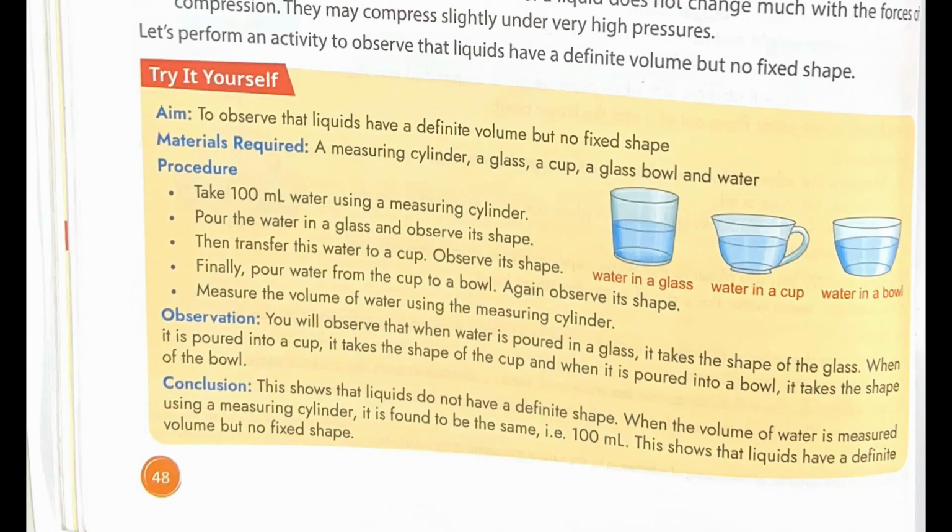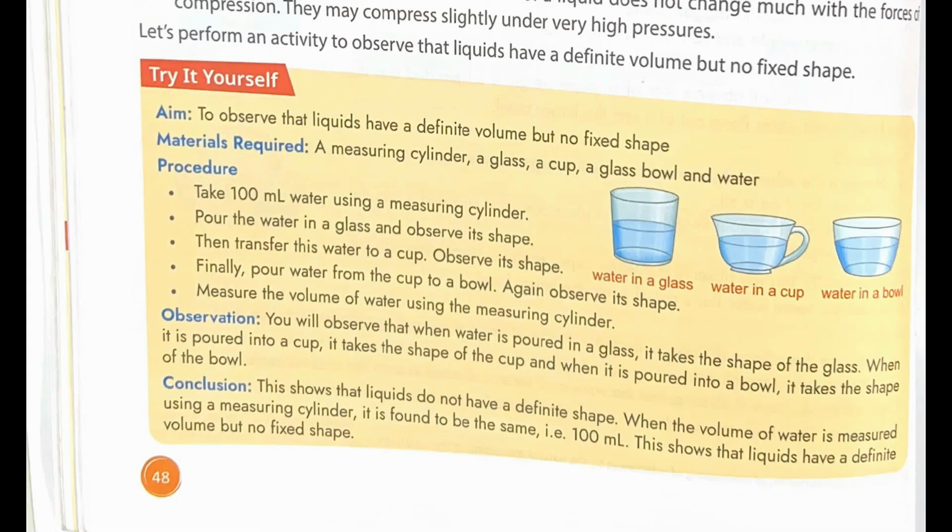Take 100 milliliters of water using a measuring cylinder. Pour the water in a glass and observe its shape. Then transfer this water to a cup. Observe its shape. Finally, pour water from the cup to a bowl. Again, observe its shape. Measure the volume of water using the measuring cylinder.